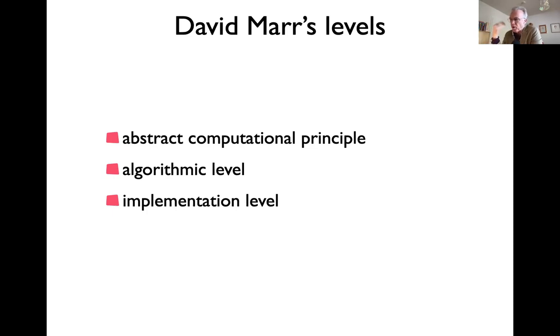He died of cancer shortly after publishing this, and there's some kind of glorification also of these ideas. And I wonder if there's something problematic about that too, but it's a very common framing. So he talked about three levels. One is the level of abstract computational principle. The other is called the algorithmic level, and the third is called the implementation level. And the names have sometimes changed, but this is still how models are very often classified.